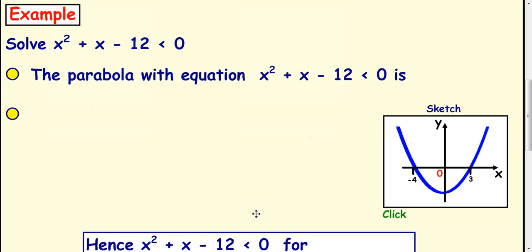So first example here, solve x squared plus x minus 12 is less than 0. So if we're looking at that, when's it less than 0? Well, first of all, it's a minimum turning point because it's a positive x squared here. So that's concave up. Again, if you want to write minimum turning point, that's absolutely fine.